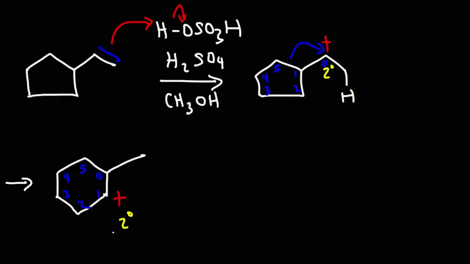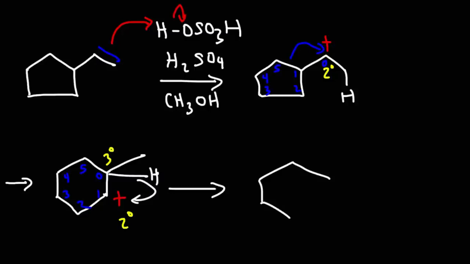But we're not done. Another rearrangement can occur because we have a tertiary carbon adjacent to a secondary carbocation intermediate. So a hydride shift is going to be the next thing that's about to happen. After this hydride shift, we're going to have a 6-carbon ring with a tertiary carbocation intermediate. And we really don't need to show the hydrogen here. So now the next thing that's going to happen is methanol is going to react with the carbocation intermediate.